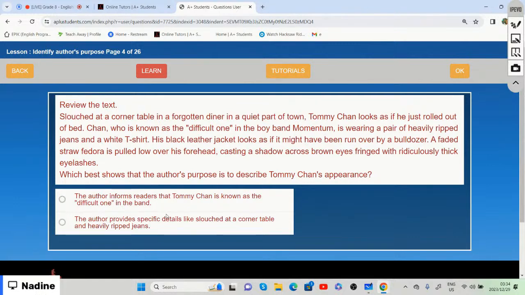Is it the author informs the reader that Tommy Chan is known as the difficult one in the band, or the author provides specific details like slouched at the corner table and heavily ripped jeans? And something that best shows that the author's purpose is to describe his appearance is that he provides specific details, right? Like he mentions he slouches at the corner table and he's got heavily ripped jeans.